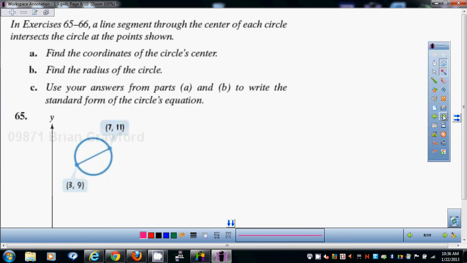Distance formula. I don't know if that's what was said back there. I couldn't hear. Distance from that point to this point, or this point, doesn't really matter which one, will be the length of the radius. And then use your answers to write the equation of the circle. We can do that real quick.